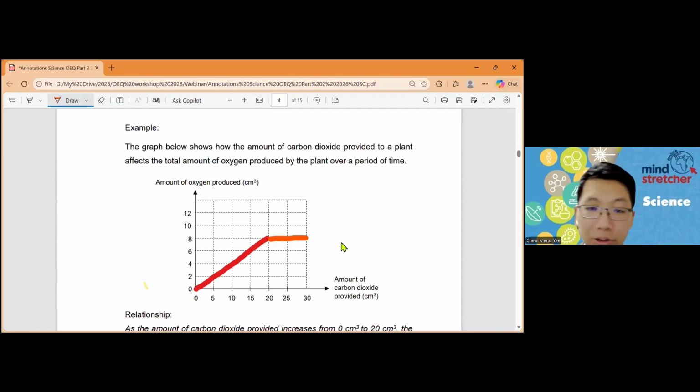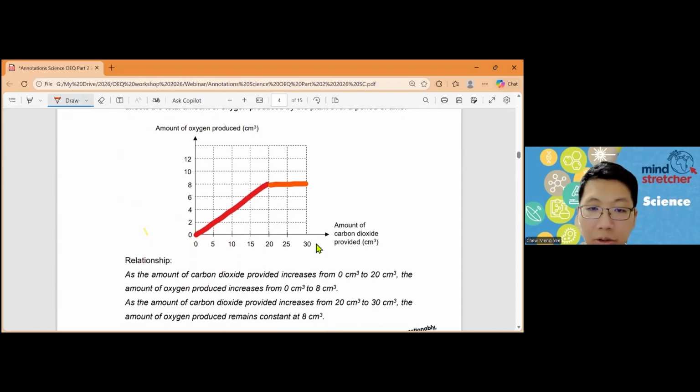So I have two parts to describe. From 0 to 20, this is the first part. Then from 20 to 30, this is the second part. First trend, second trend. First trend is it was increasing. Second trend, it remains constant. Okay, so that is a trend, a pattern, how it has changed.